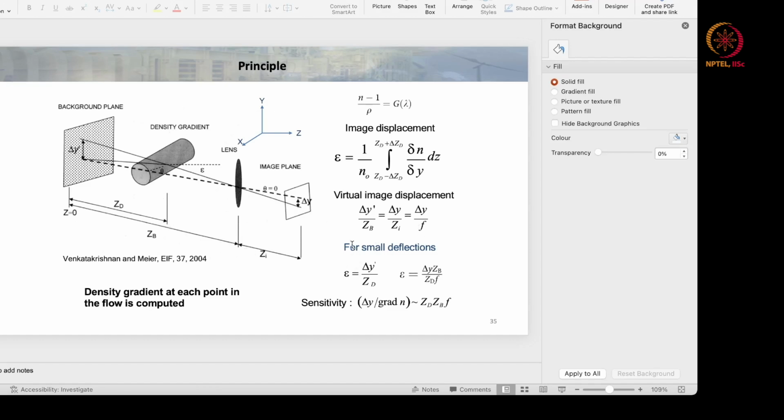Now for small deflections, your epsilon is given by delta y prime by zd, which translates to delta y into zb divided by zd into f. In other words, the sensitivity, delta y by the gradient of n, is almost equal to zd into zb, multiplied by the focal length f. So this is what you are going to get.